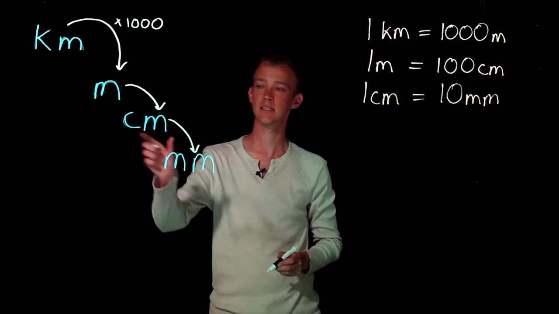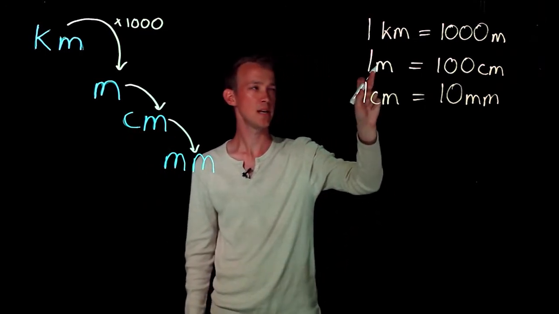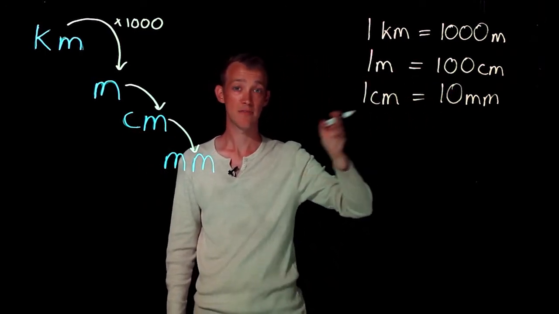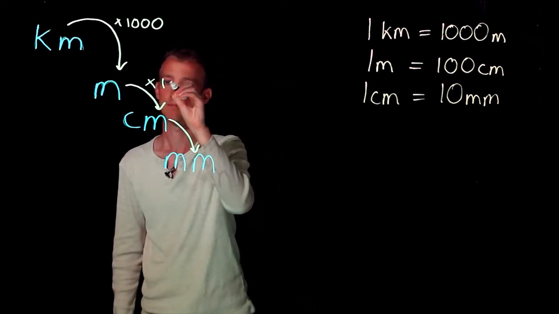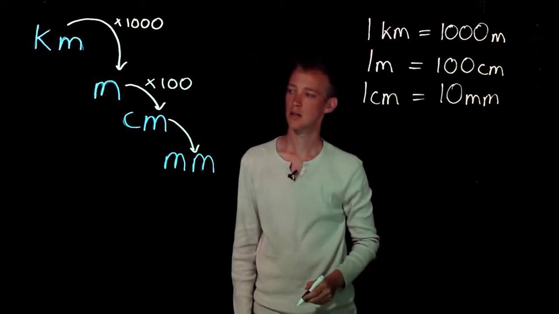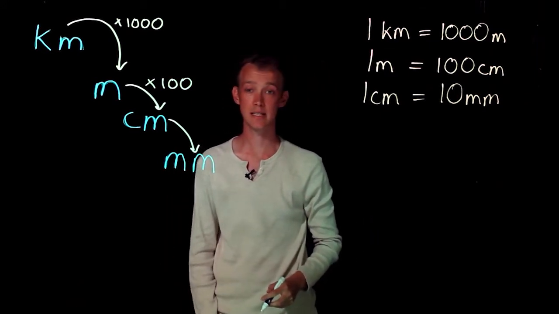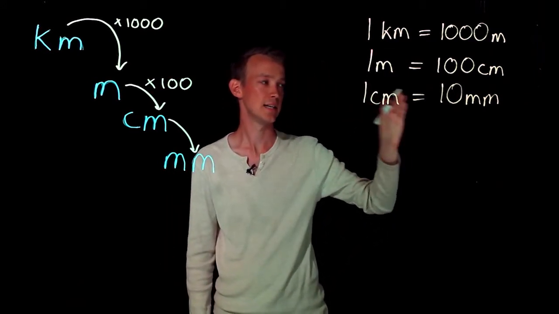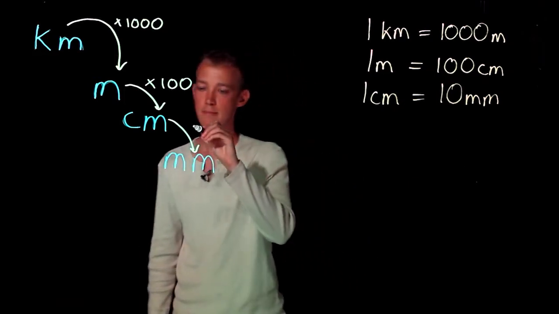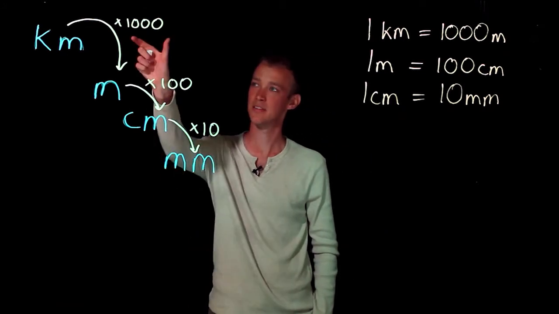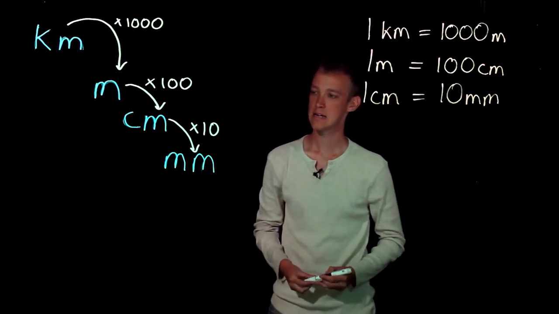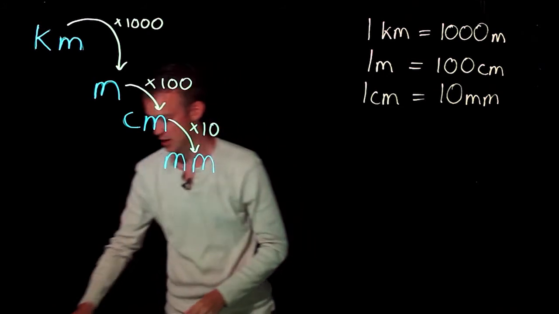To go from meters to centimeters, well, 1 meter is 100 centimeters. If I'm going from 1 to 100, I'm multiplying by 100. To go from centimeters into millimeters, again, 1 centimeter is 10 millimeters, so I'm going to be multiplying by 10. And you can see a nice pattern here: 1,000, 100, and 10 going down. Let's have a look at a few questions now.